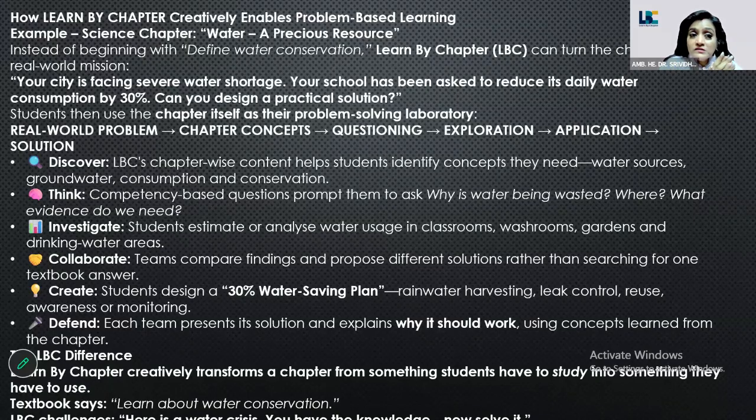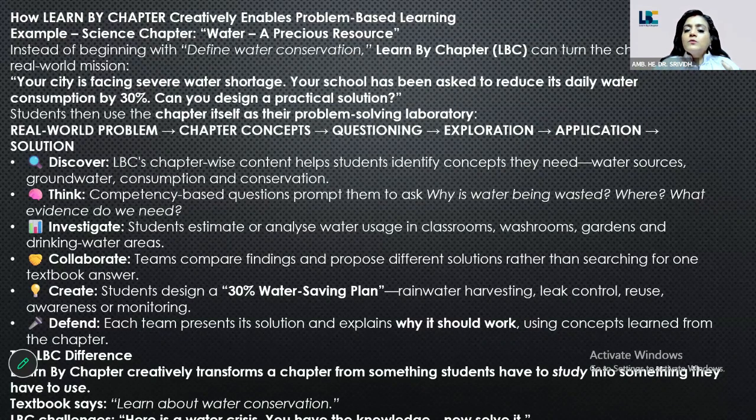So they will go discover. Learn by Chapter-wise content helps the students identify the concepts they need: water resources, groundwater, consumption, conservation. Competency-based questions prompt them to ask questions: why is water being wasted, where is it wasted, what evidence do we need? So they will go check their own home taps, record how much water is getting wasted, where it is getting wasted, and how we can reuse water. They will investigate the process like that.